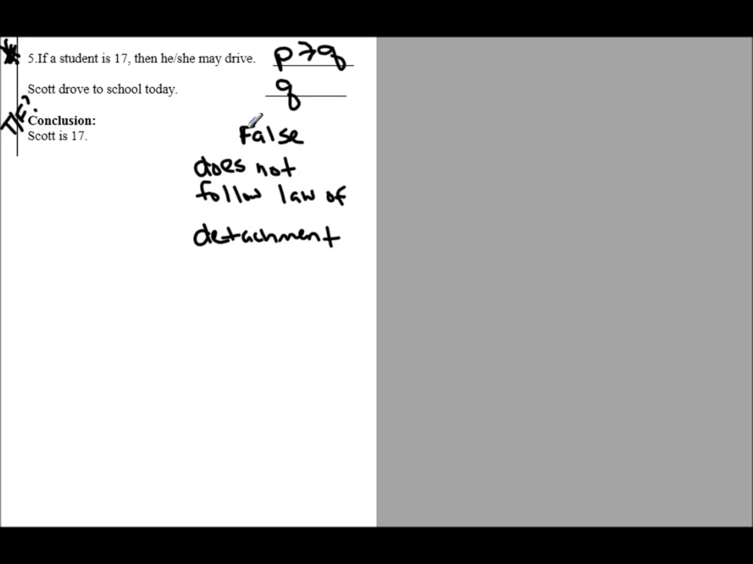Okay, so you should have said that the conclusion is false because this P then Q given Q does not follow the law of detachment. If it followed the law of detachment, we would have had a reference to P first before we reference Q. Raise your hand if you need help with that one as well.